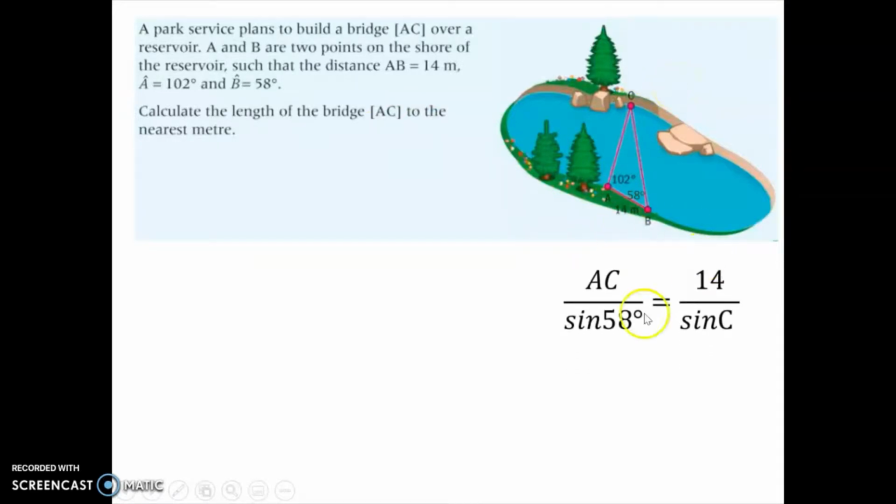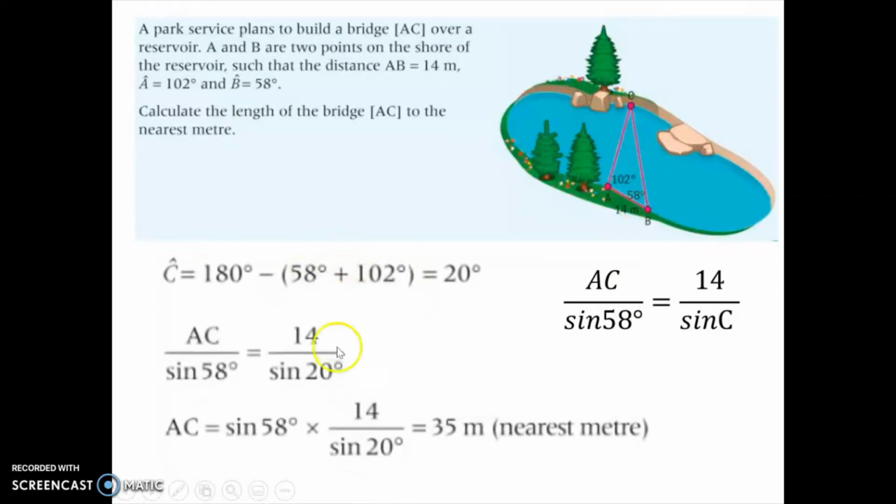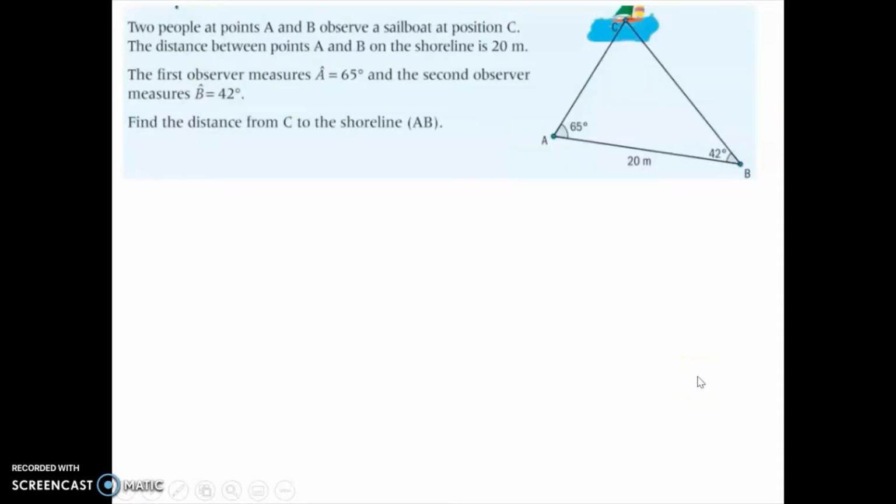All right, here I set up a sine rule, but you can see I have two unknowns. AC is unknown, sine C is unknown. Oh, but good news. Remember, we can always find the angle. If we have two angles, we can find the third one. So here's the rest of the work there. Hope you were able to figure that out. Try this one here. Okay, this one's a little tougher.